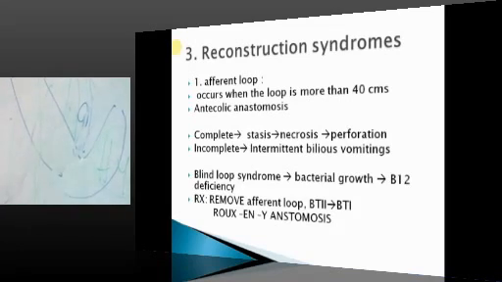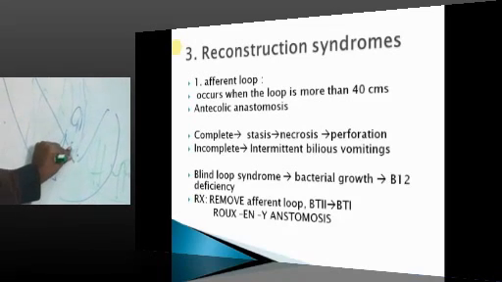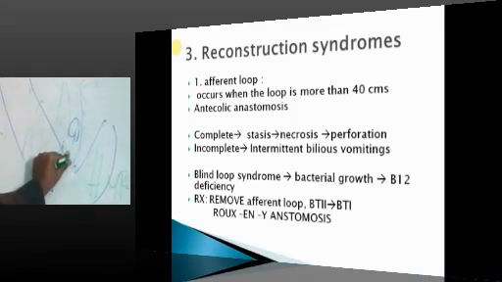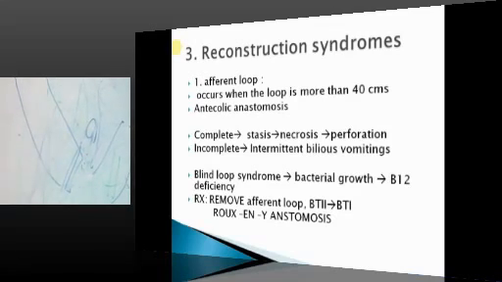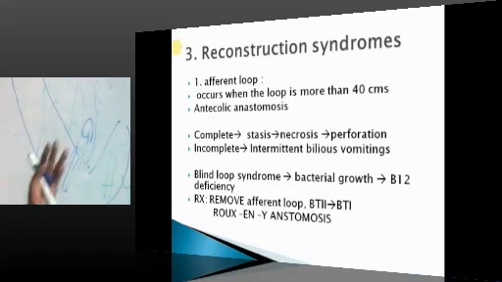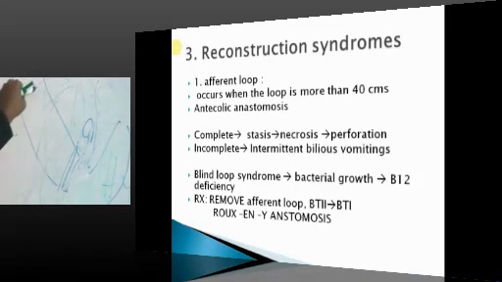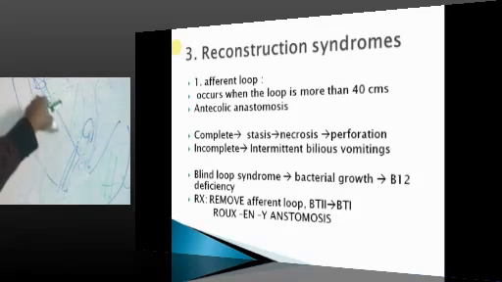This afferent loop, if it gets obstructed at the gastrojejunal junction, it causes stomal closure sometimes. Okay, that leads to afferent loop syndrome. That is a distended afferent loop, because all bile and pancreatic juices will be coming into this loop. So there will be distension in the afferent loop. This is called afferent loop syndrome.